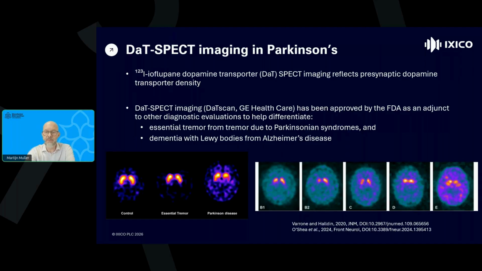In the right image, we can see differences in that SPECT binding across different stages of disease, where you can already appreciate considerable loss in the first panel of that figure, and it only gets worse over time. It also becomes more symmetrical. Let's go to the next slide.